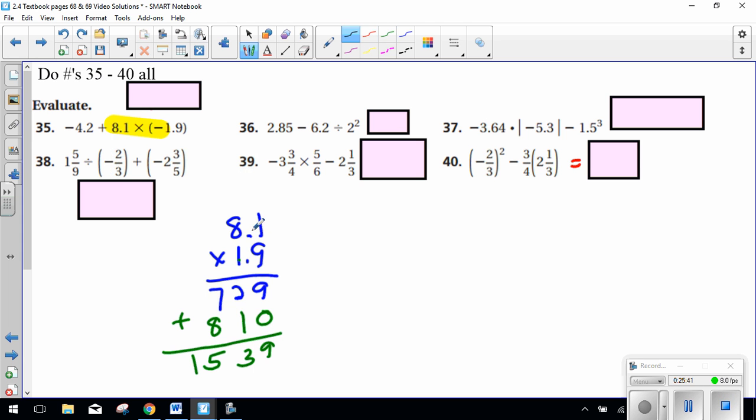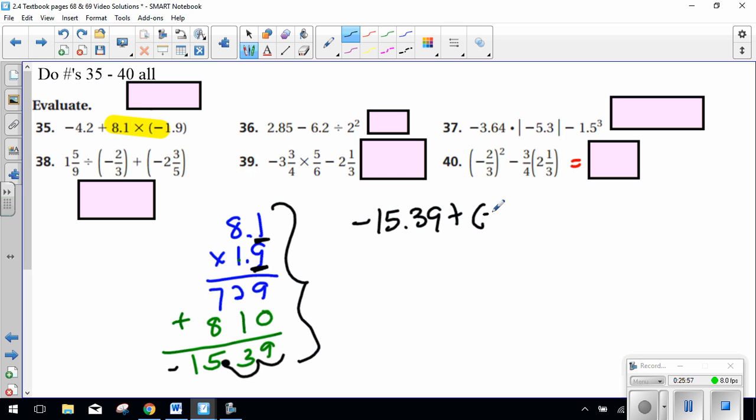Now we count decimal places. 1, 2. So from the right, 1, 2. And a positive times a negative is a negative. So what I'm going to do next is take negative 1539 and add negative 4 2/10. In addition, since my signs are the same, I'm going to add these two.